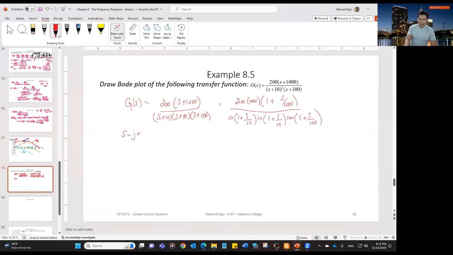So first we can do 200 times 1000. So 10 times 10 times 100 is 10,000, which cancels out the 1000s. And 200 over 10 is simply 20. So we're going to write down G of j omega is 20 times (1 plus j omega over 1000), divided by (1 plus j omega over 10), (1 plus j omega over 10), and (1 plus j omega over 100).